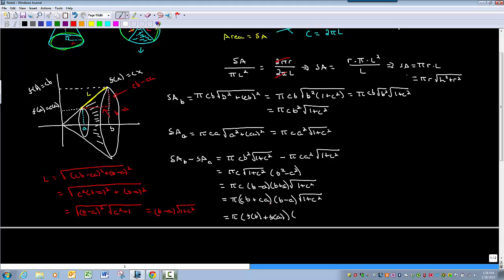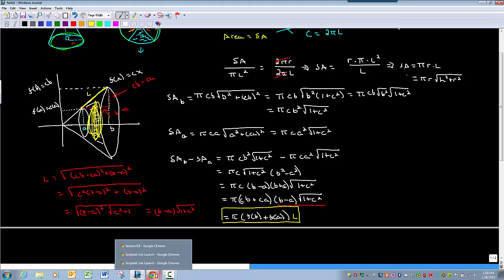So what they're saying is that this piece right here, what's left over, is equal to L, this length up here. So this right here is our formula for the surface area of this frustum. Now what I'm going to do here is explain how we're going to use that in the next piece of this.